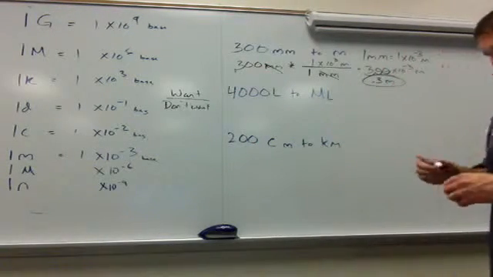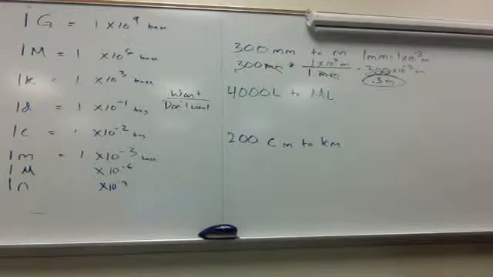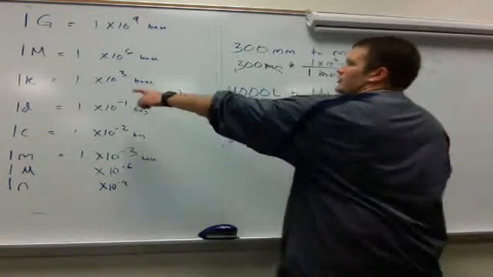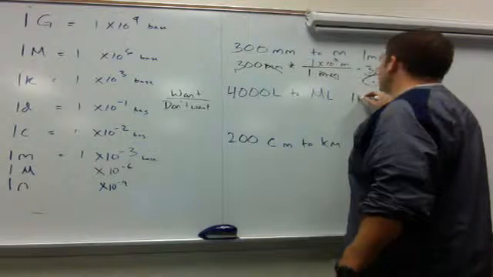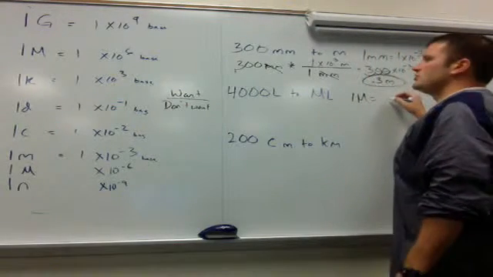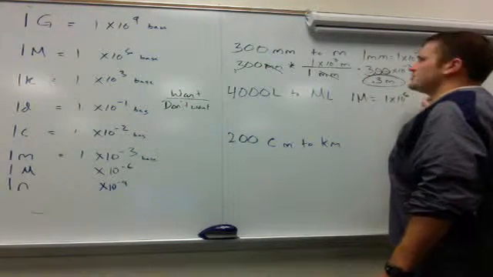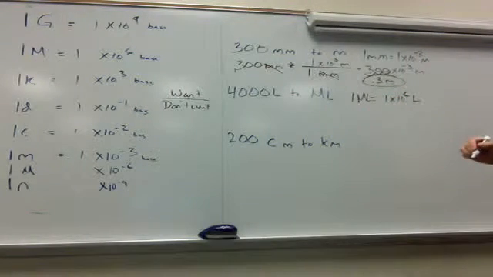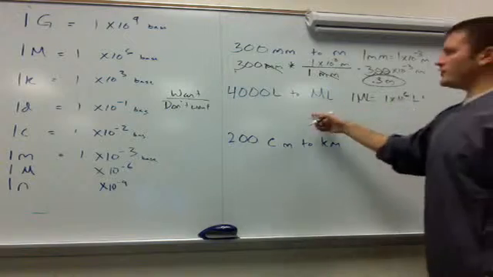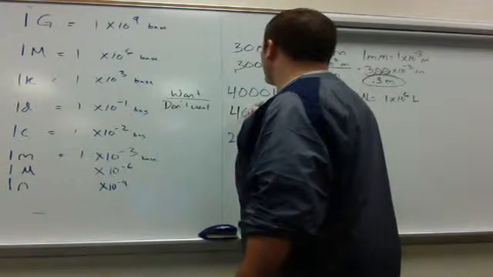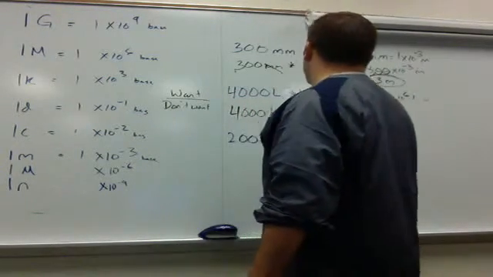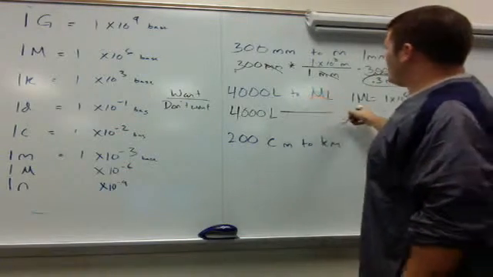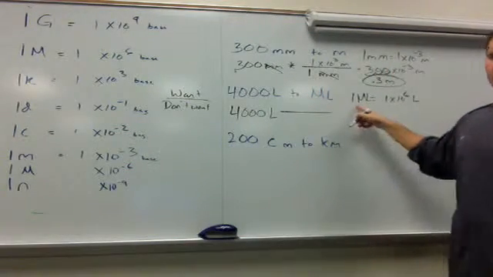Next one. 4,000 liters to megaliters. Okay? Look over here. 1 mega equals 1 times 10 to the 6th times the base. So 1 megaliter equals 1 times 10 to the 6th liters. So to convert this, we start with the 4,000. What I want goes on top. I want megaliters. So this whole thing, this whole 1 megaliter, goes on top.